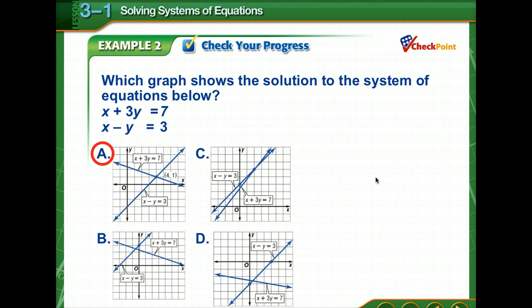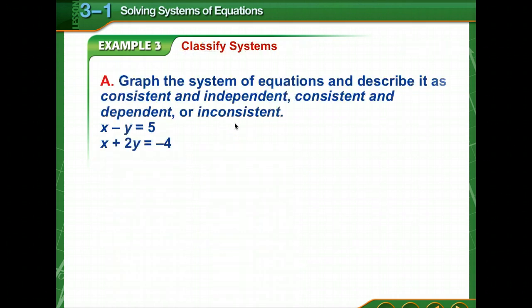Did you get A? Very good. When you solve for y, did you get for one, y is equal to negative 1/3 x plus 7/3? And then on the other one, y is equal to x minus 3. Don't forget, you're not solving for a negative y, but a positive y, so you have to multiply every number by a negative 1 or divide by a negative 1.